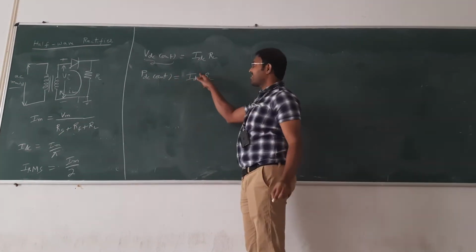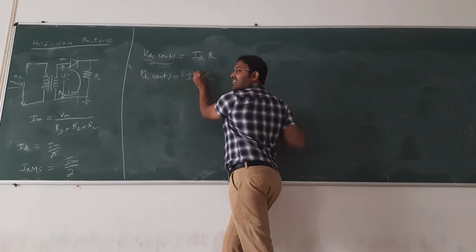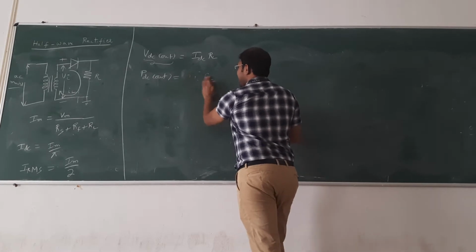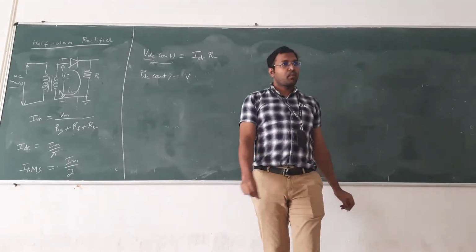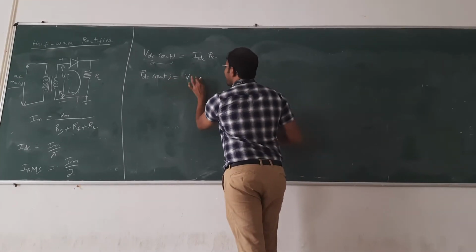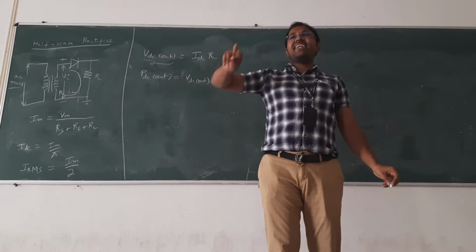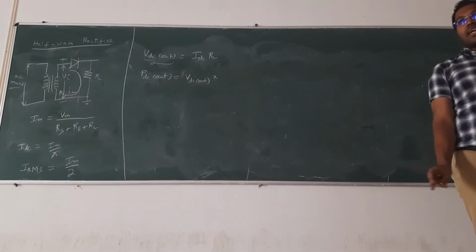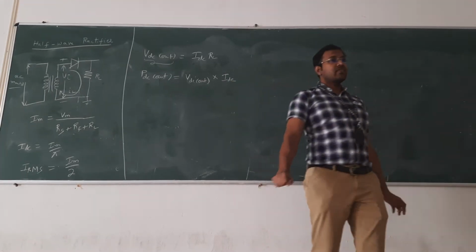What should I put here? See, power. Let me write, making it easy for you. Power is always voltage into current. So PDC out will be VDC out into IDC out. IDC in and out both are same, so we simply call it IDC. We did not mention in or out. So into how much? IDC. Very easy. Clear?